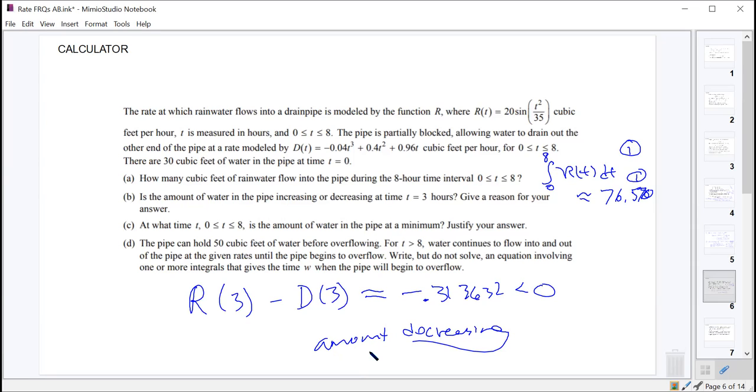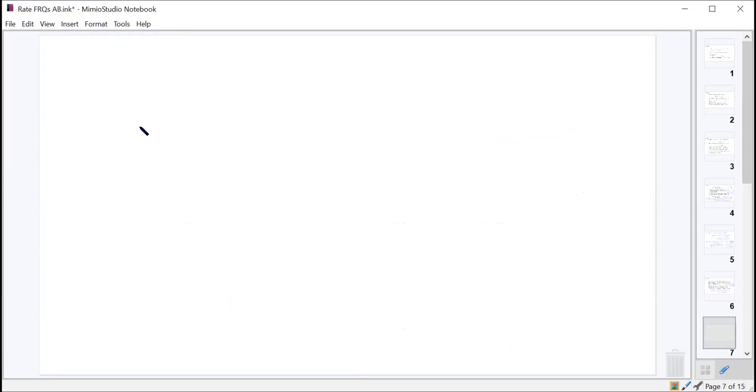Endpoints. So we're going to need to figure out the amount of water at 0, the amount of water at 8, and the amount of water at any critical values. So critical values would be when the rate of change is equal to 0. So we want to figure out when R minus D equals 0. And you just plug that into your calculator.